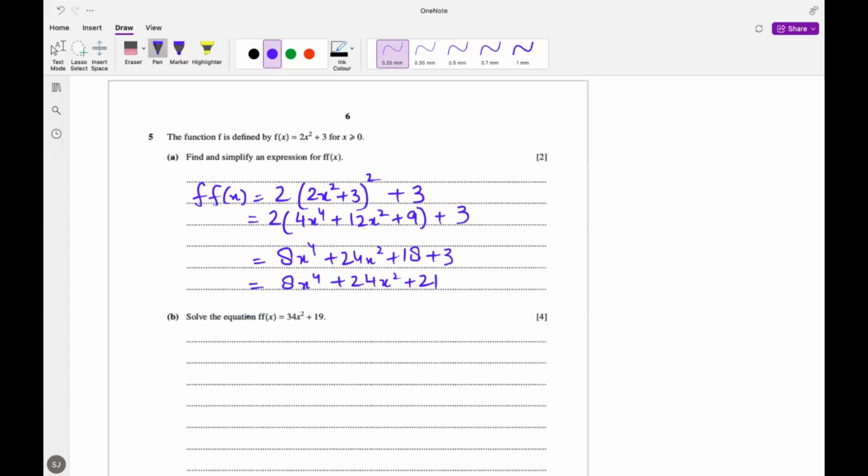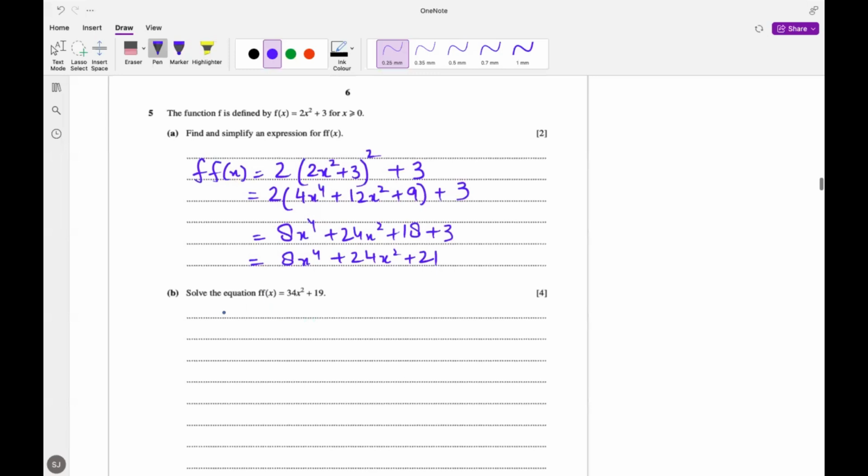In part B, it is asking us to solve the equation f of f of x equals 34x squared plus 19. So we'll write f of f of x, which was 8x to the power 4 plus 24x squared plus 21, equals 34x squared plus 19. Simplifying this, we'll bring 34x squared to the left hand side. This will become 8x to the power 4 plus 24x squared minus 34x squared, which will become minus 10x squared, and plus 21 minus 19 will become plus 2, equals 0.